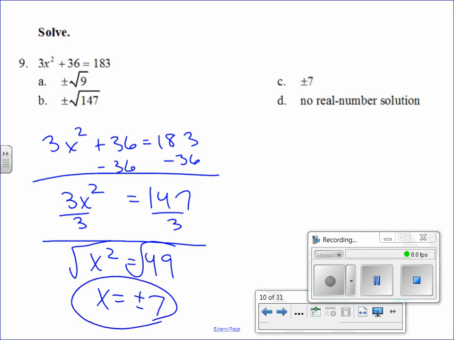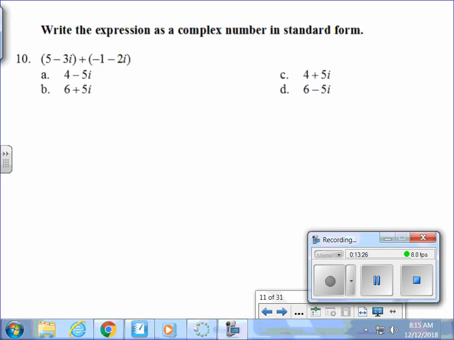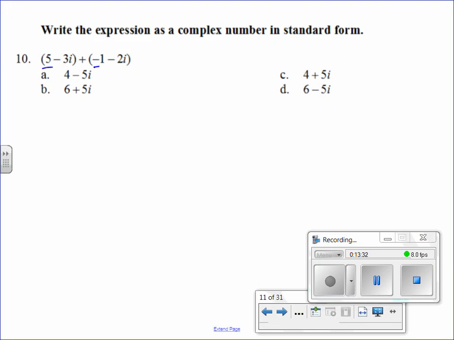C, our first. All right, looks like we're adding some complex numbers, so we're going to add their real components. 5 and -1 is real. And then we're going to add their imaginary components. -3i and -2i is -5i, and it's that easy.